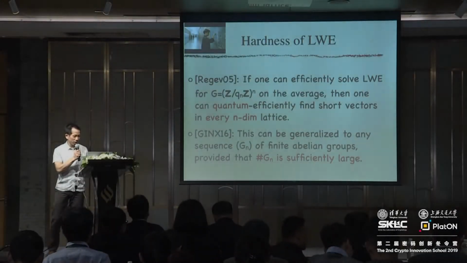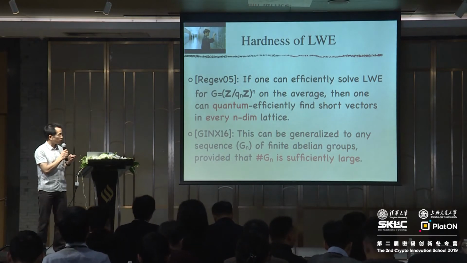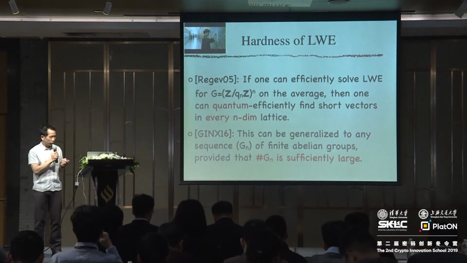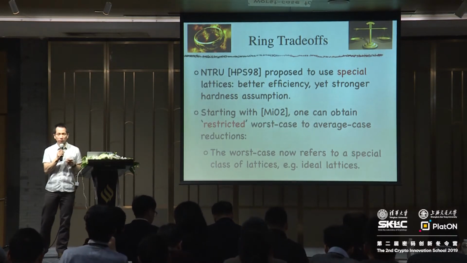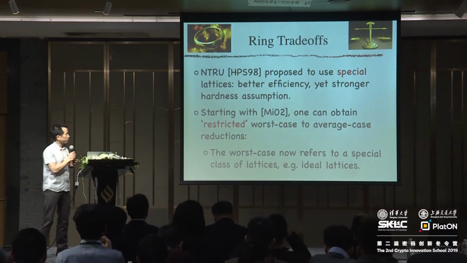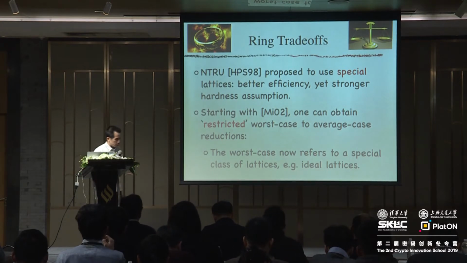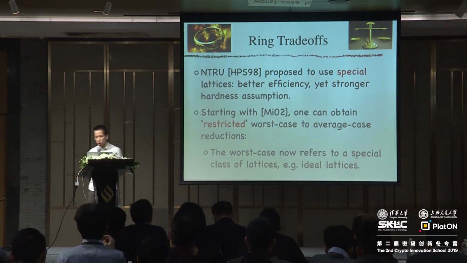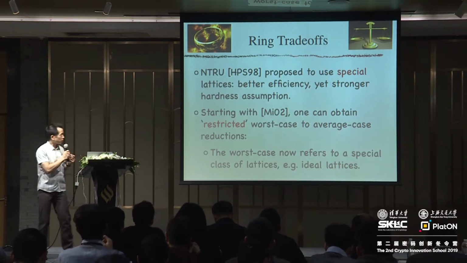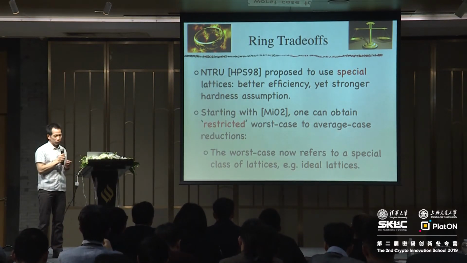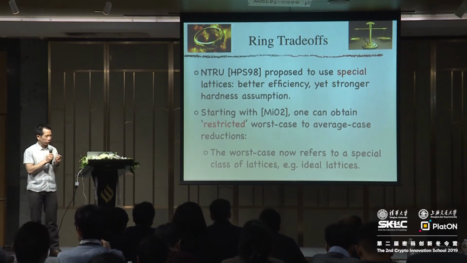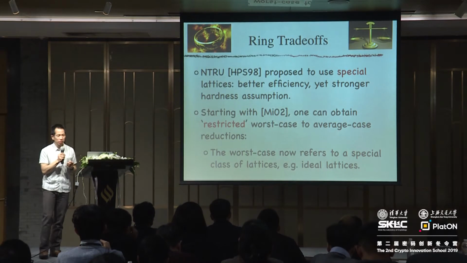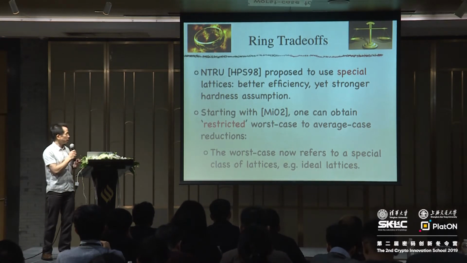Everybody is still awake. So I finished with the lattice reduction before the break, and I wanted to say a few things about the ring case. So these are very nice complexity statements, but in terms of efficiency, it's not that great. So starting from the late 90s, people started to wonder, can we make a trade-off between efficiency and security?